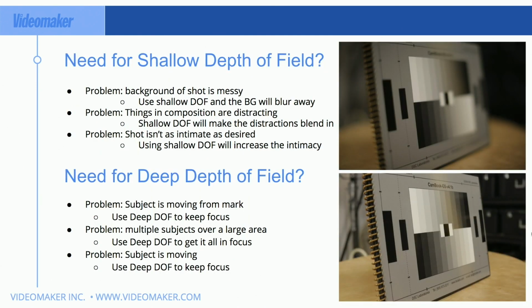So what is the need for shallow depth of field? The background of the shot is messy. Like I said before, maybe you're looking towards something and there's a big mess there. So you use shallow depth of field and the background will blur right away. The problem is that things in the composition are distracting. So you have a scene, same idea, messy. Maybe it's not that it's messy, but it's something you want to reveal, or something that someone would look at because the reveal is really big.